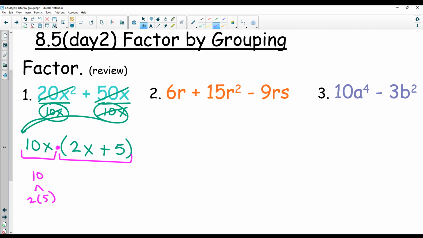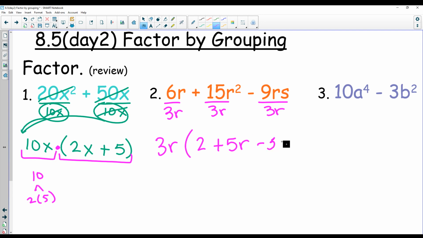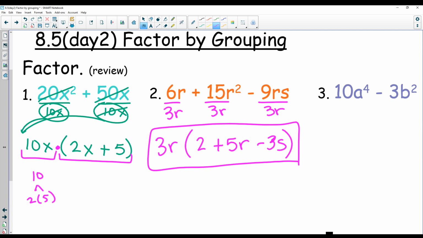All right, second one here. If we look at this, the greatest common factor is a 3r. That is the largest number and variables that we can divide those by, okay? So we are dividing all of these by 3r. So we're taking out the 3r, and we're going to write what's left. So this would be a 2 plus 5r minus 3s. Okay? And so that would be the factored form of that polynomial.